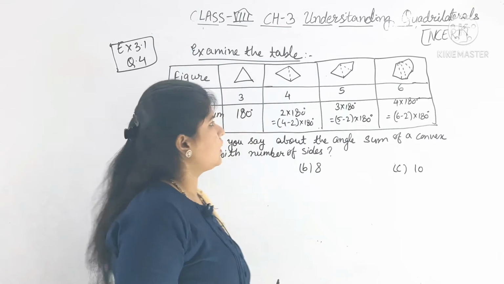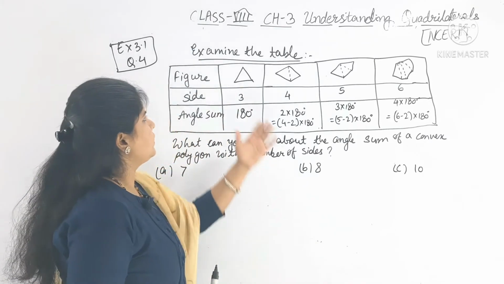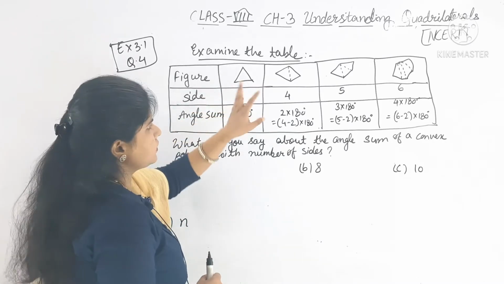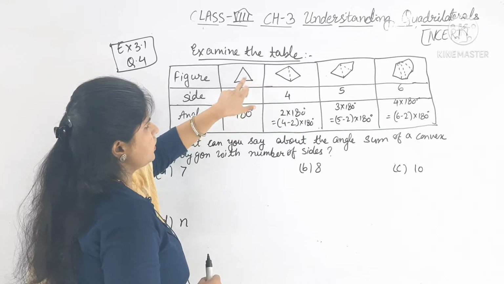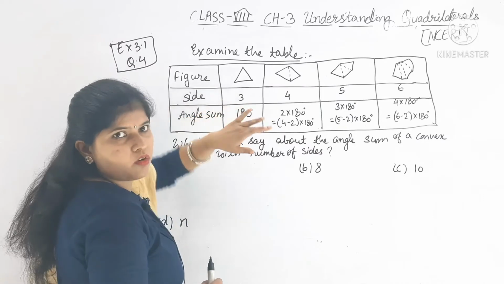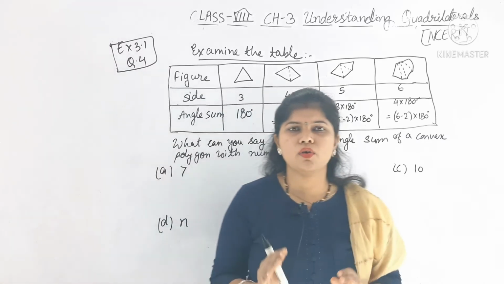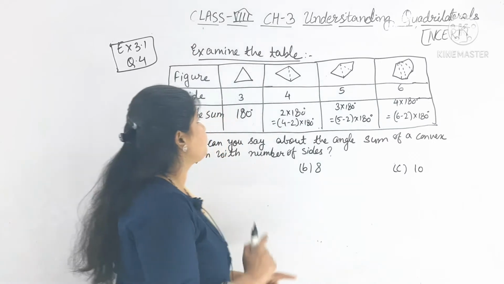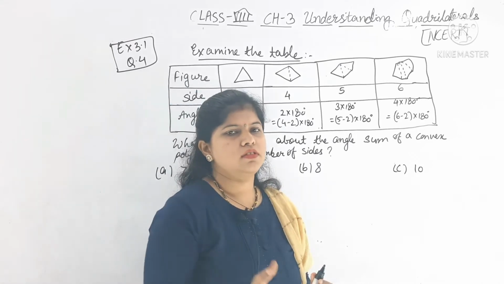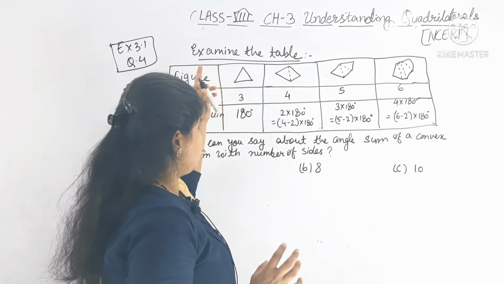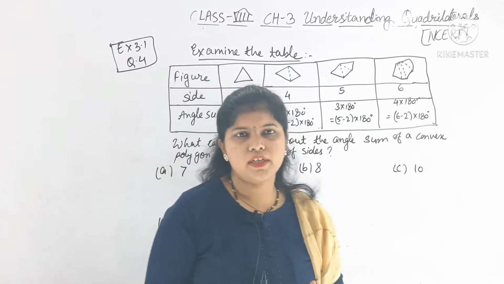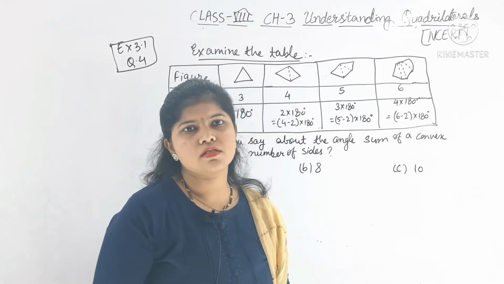Okay students, let's see question number 4 here. Here some table is given. According to that, a figure is given, a triangle. How many sides? 3 sides are here. So angle sum is 180 degree. We know that the sum of the 3 angles of a triangle is 180 degree. So how does it come? We had seen in my introduction video. That is the formula: number of sides minus 2 into 180 degree. So we will get the sum of the angles of the polygon.